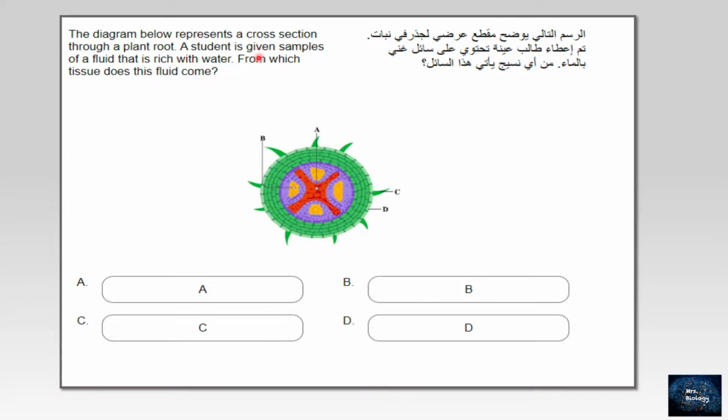Okay, a student is given samples of a fluid that is rich with water. From which tissue does this fluid come? Directly, we will know it's xylem. There are two vascular bundles, xylem and phloem: phloem for nutrients and other molecules, xylem for minerals and water.